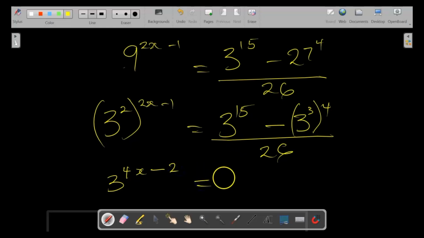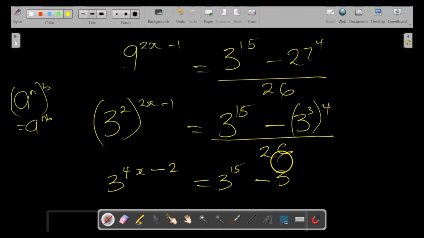Now, 3 raised to the power of 15 minus, remember this law of indices. This one expands to give a raised to the power of n times b, bn. So we have 3 raised to the power of 3 times 4, 12, everything over 26.